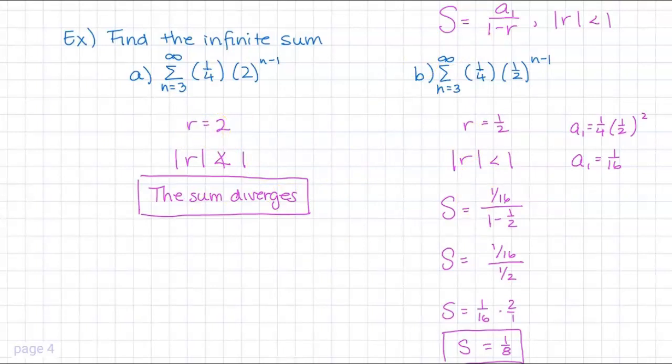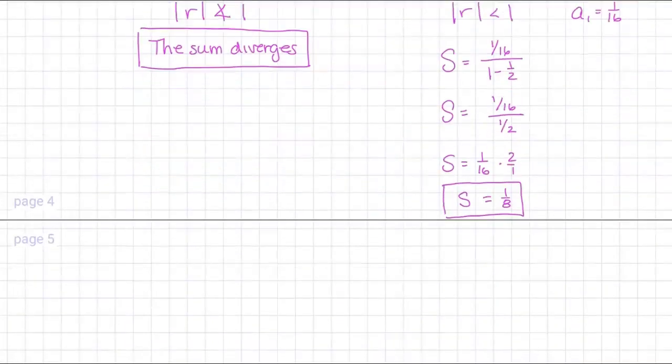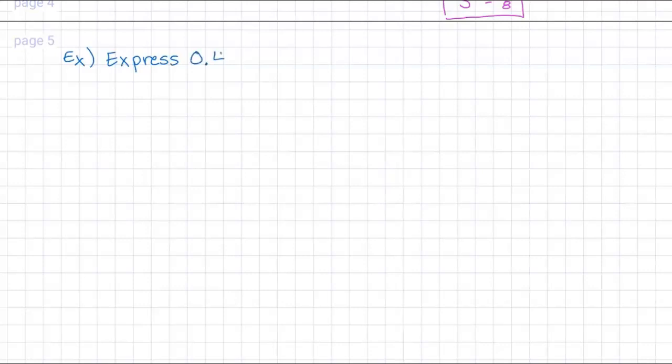All right. The example is going to seem like it has nothing to do with what we've been talking about. So why am I doing it here? This is the last one, and there's no part A, part B. It's just this. Express 0.416 repeated as a rational number.